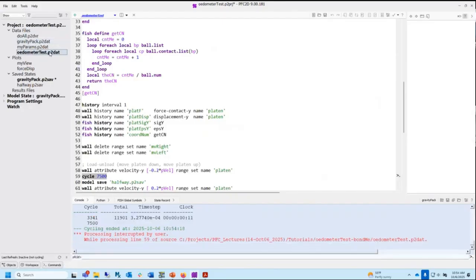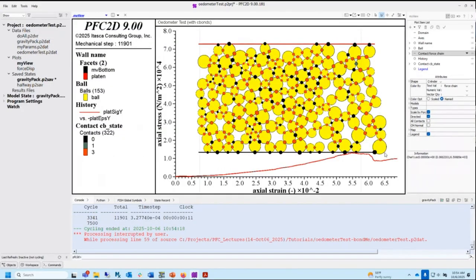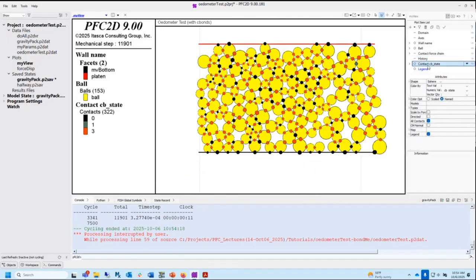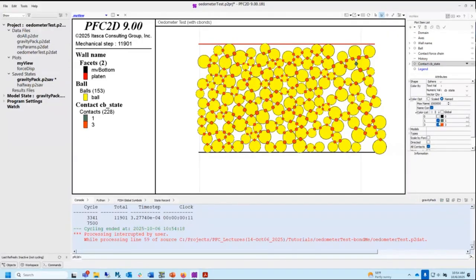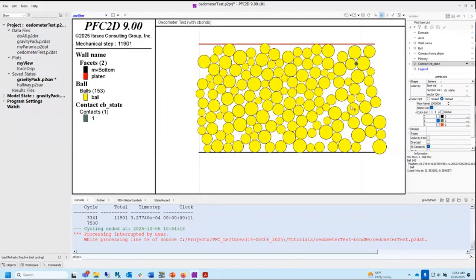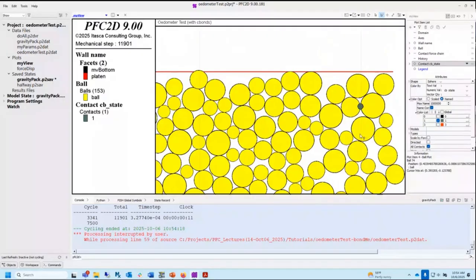Let's just look at the one. The guy with the one. Let's use the plotting. Oh, look at the stress strain curve. The force dropped because of that breakage. Oh my God. Okay. Contact bond state 0, 1, and 3. Let's just turn off 0, turn off 3. Oh, right there. There's only one breakage so far.